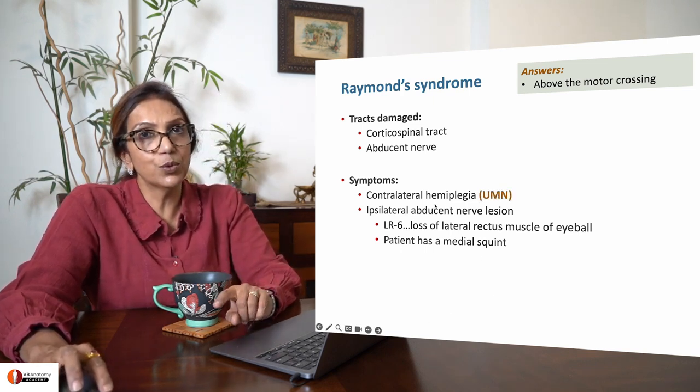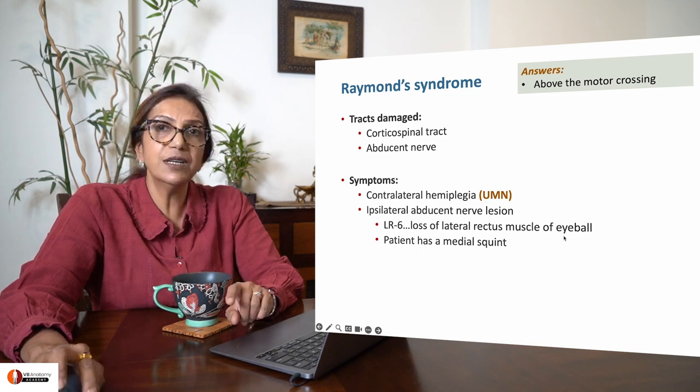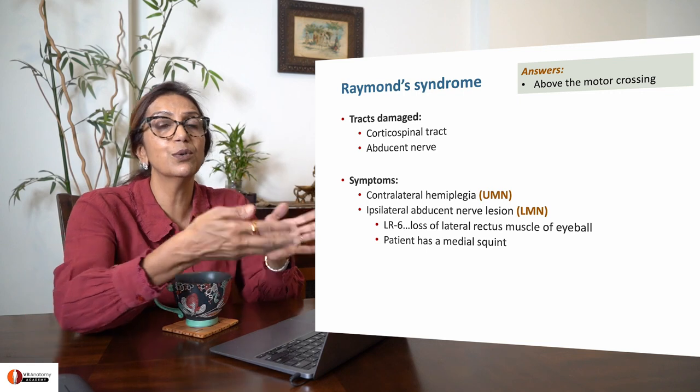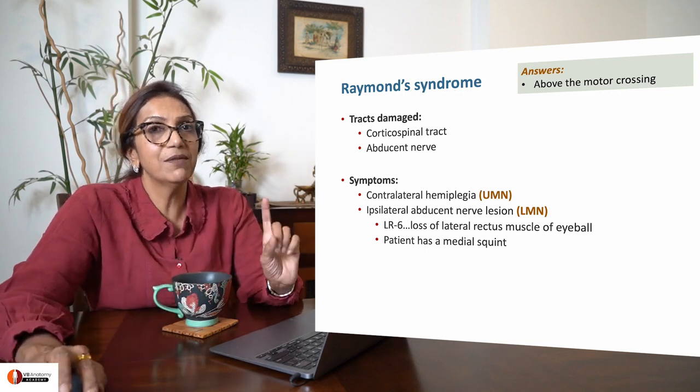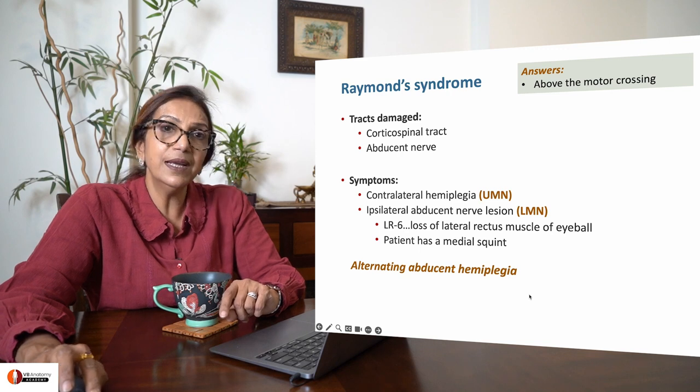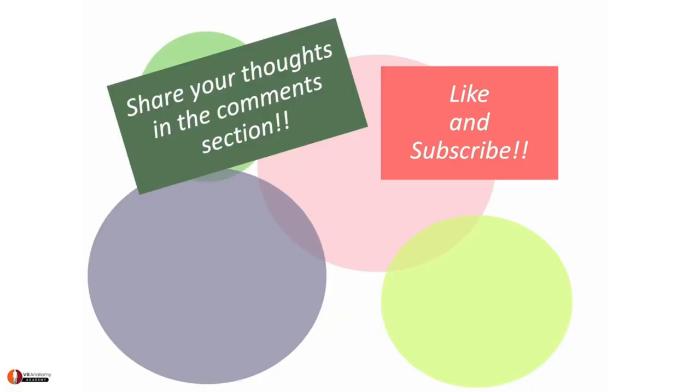Hemiplegia is upper motor neuron type of lesion. The abducent nerve lesion is a lower motor neuron type of lesion. This is the answer to the question I had put up when we began discussion of Raymond syndrome. Alternating abducent hemiplegia. So if you're liking my lectures, do like and subscribe to my channel.